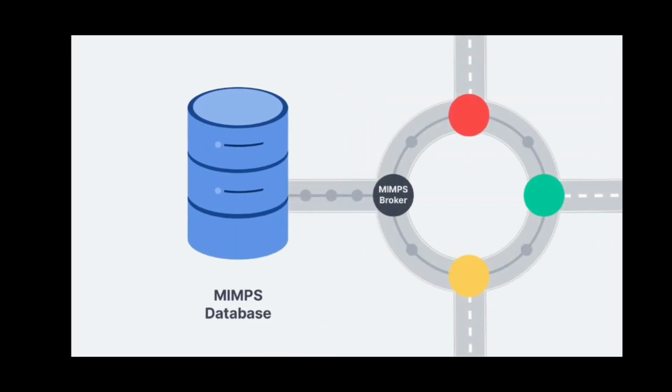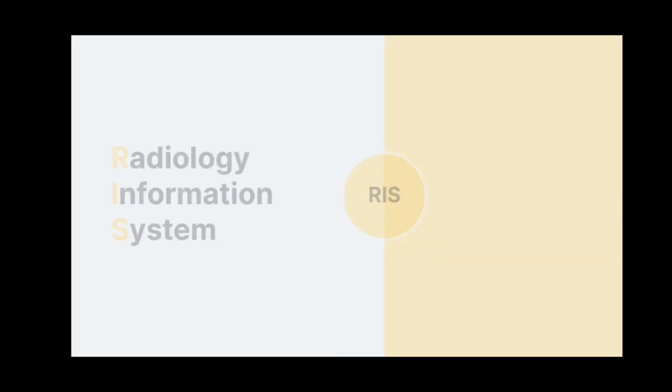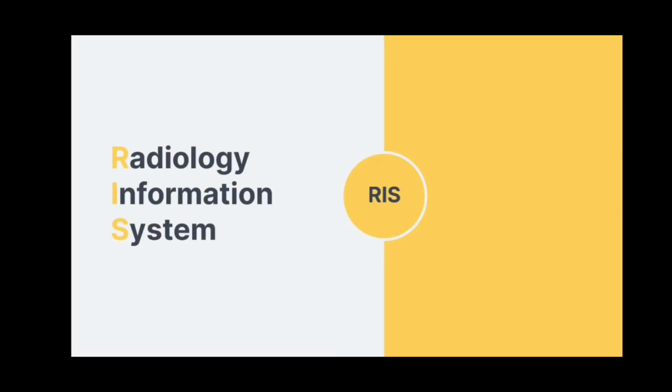Finally, we have our MIMS broker, which processes messages between the MIMS, the Radiology Information System, that's the RIS, the Hospital Information System, or HIS, or the Electronic Medical Record, also called the EMR. There were a lot of acronyms in that last sentence. All of those acronyms relate back to the overall MIMS system. So let's break those down.